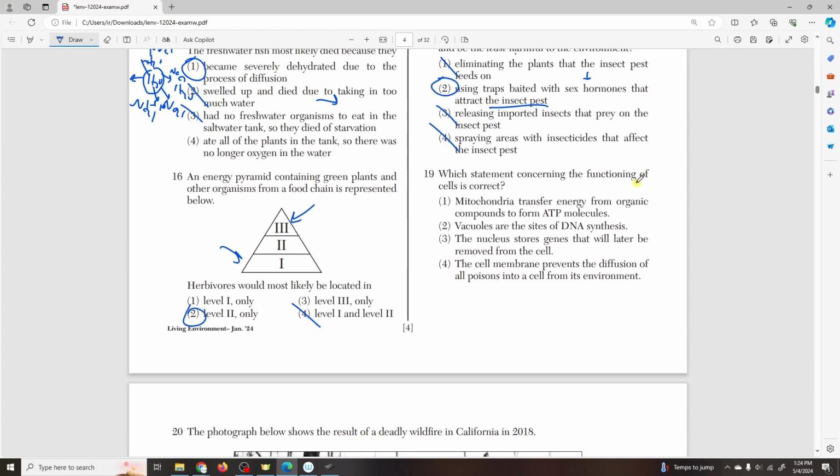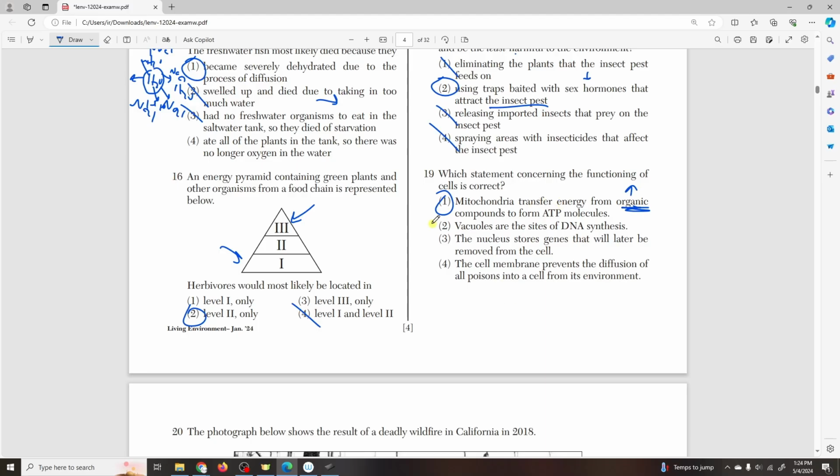Number 19 says which statement concerning the function of cells is correct? Mitochondria transfers energy from organic compounds to form ATP molecules. I'd say that this is correct, right? Mitochondria is the powerhouse of the cell. You go from organic molecules such as glucose, and you form ATP.